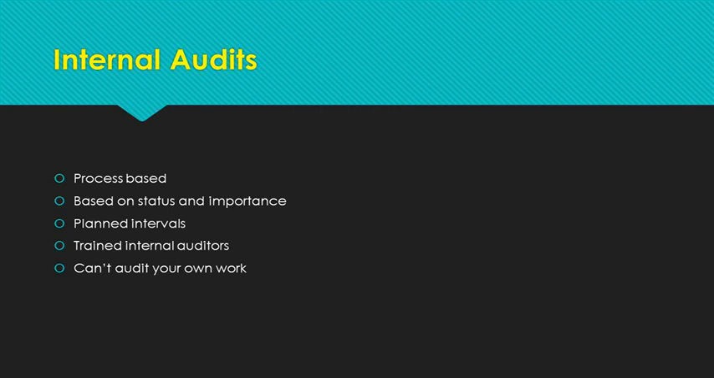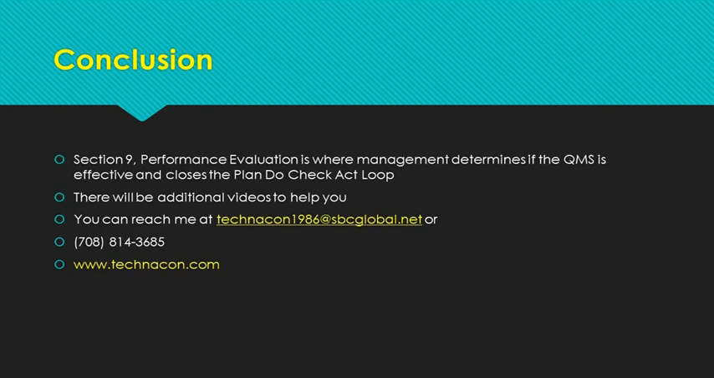Personally, I prefer in-house resources because you can do the audits more frequently. Now, I do have clients that bring me in as an outside resource three or four times a year, but it's expensive. It does give them a fresh viewpoint, but it is expensive. So that's why I recommend that you use in-house resources. So, in conclusion, Section 9, Performance Evaluation of ISO 9001:2015, is the point where management review information, not data, is looked at to determine if the QMS is effective and close the Plan, Do, Check, Act loop.